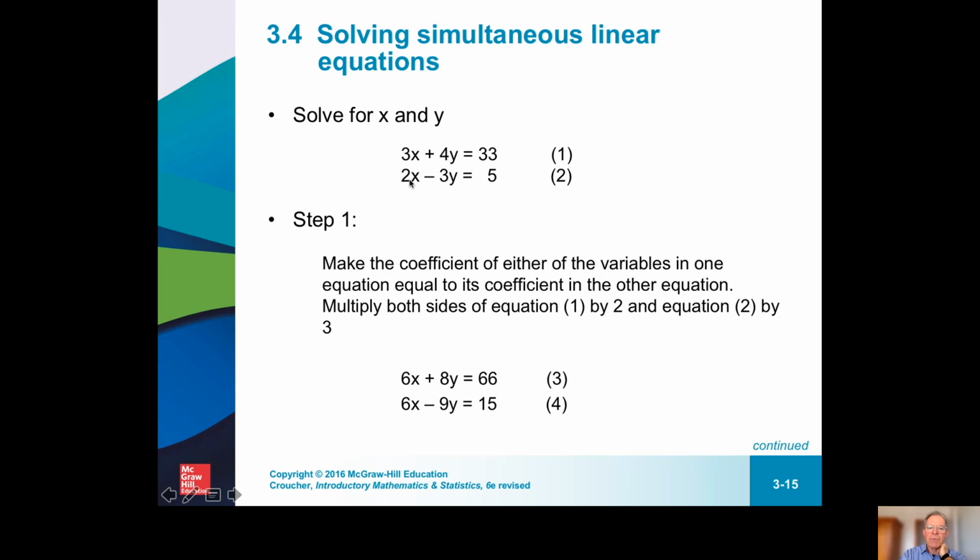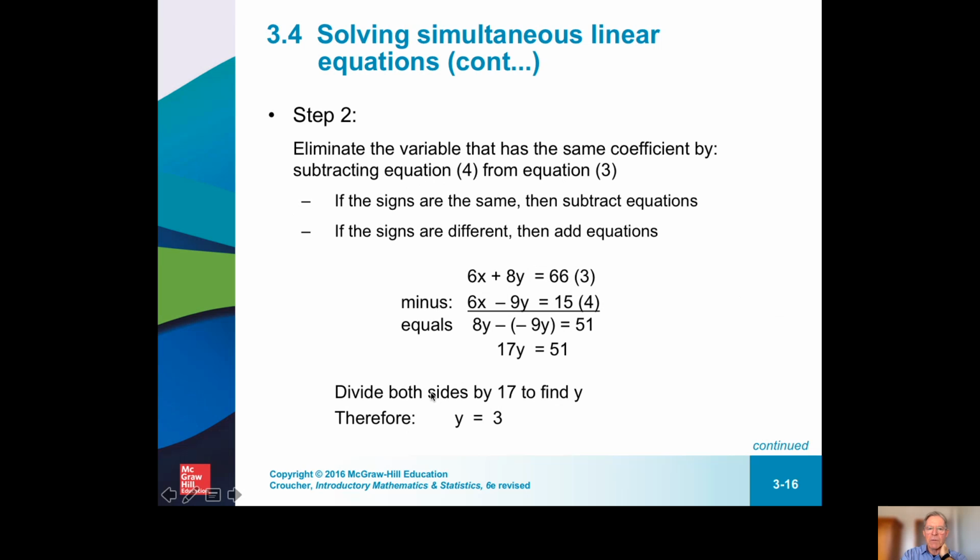Multiply this by 3. 3 times 2x is 6x. 3 times 3y is -9y, and 3 5s are 15. And now I've got two equations where, if I subtract equation 4 from equation 3, the 6x minus 6x will cancel out to 0, and I'll only be left with y values. Let's have a look.